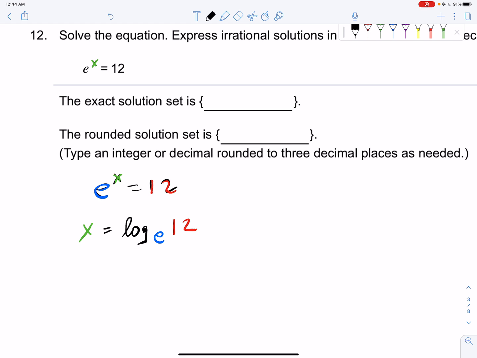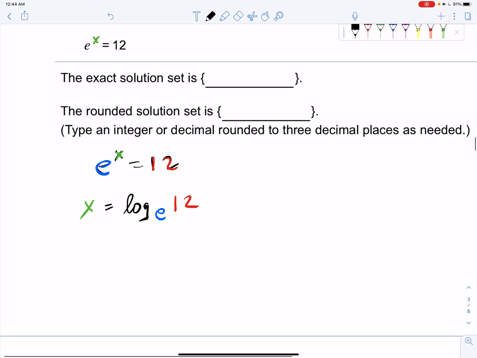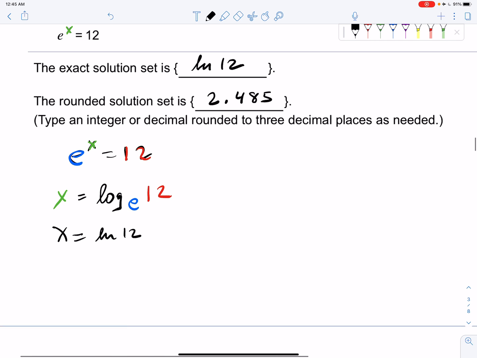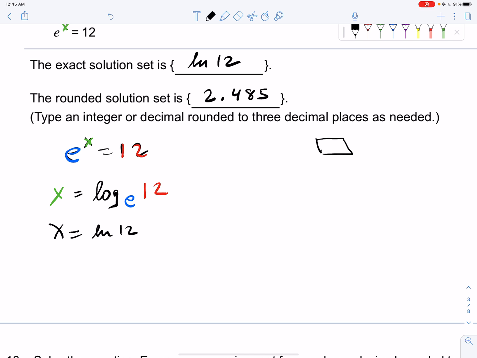Okay, and whenever we have log base e, we don't just write it as log base e. It has its own special name. It's called the natural log of 12, which is the same as log base e, right? So the exact answer is natural log of 12. Then I put that in my calculator, and I round it to 3 decimal places, and I get 2.485. Once again, you're going to find the button that says ln, which is the natural log.